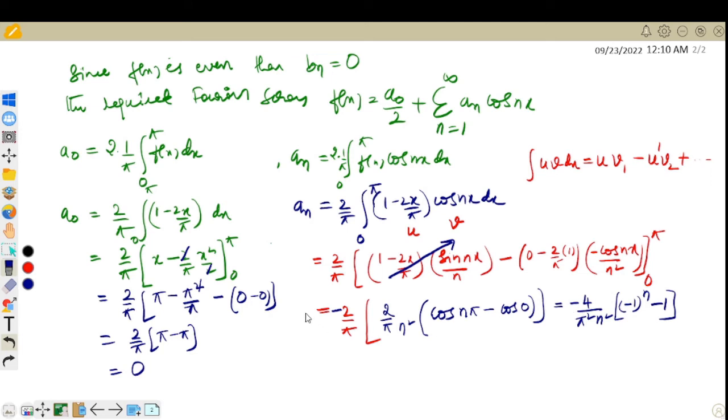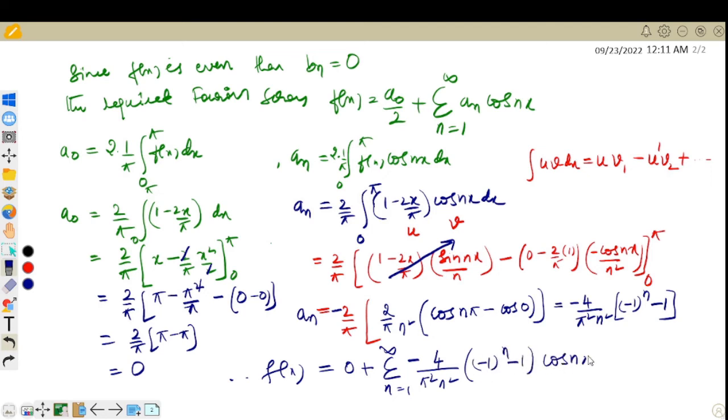So this is the value of an. Therefore, what is the Fourier series? The Fourier series becomes f of x equal to a naught, whose value is 0, just leave it, plus summation n runs from 1 to infinity, an is minus 4 by pi square n square into minus 1 whole raised to n minus 1 into cos nx. This is the required Fourier series.